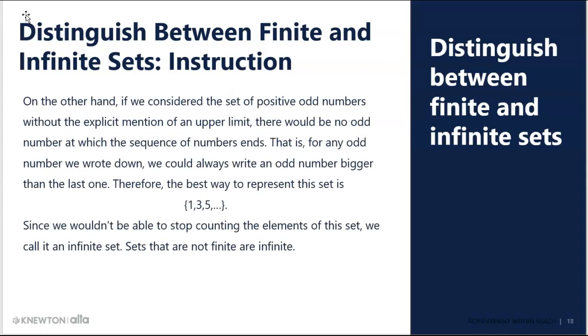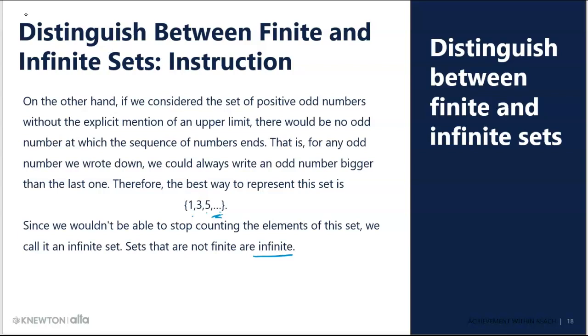But if I just say the set of positive odd numbers, and I don't say up to 1,000 or less than 1,000, now you don't know when to stop counting. So you start counting, you got 1, 3, 5, and you go 1, 2, 3, 4, 5, but this ellipsis means this goes on forever. This set is not finite. It is infinite. It has an infinite number of values.